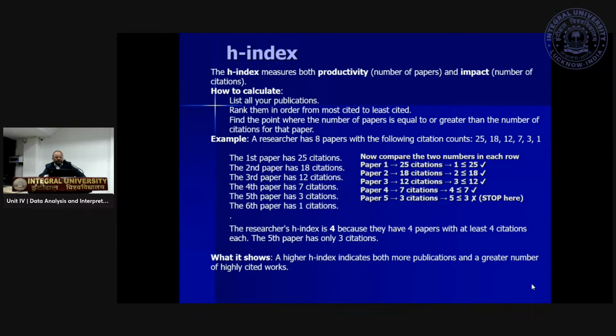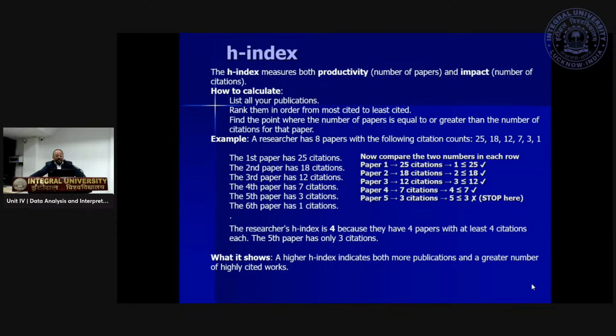The first paper has these citations. So now compare the two numbers in each row. So paper 1, 25 citations, 1 is less than or equal to 25. Paper 2, 18 citations, 2 is less than or equal to 18. And paper 3 is 12, 3 is less than 12. Paper 4 is 7, so we have 4 citations.